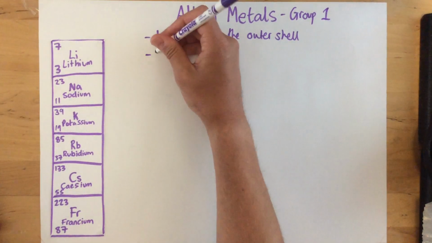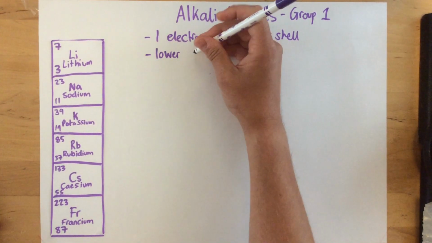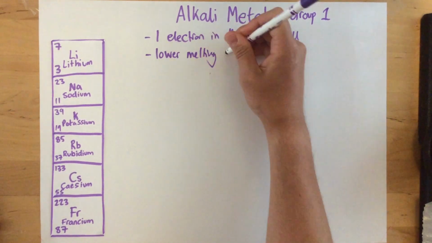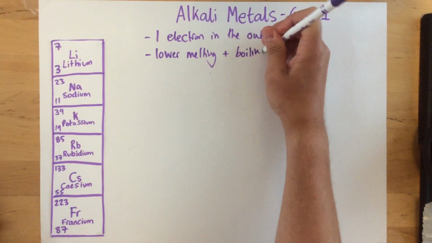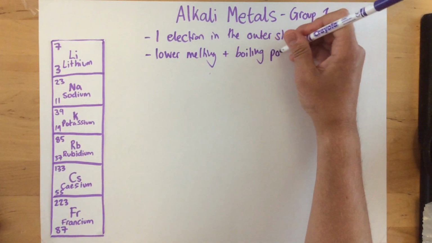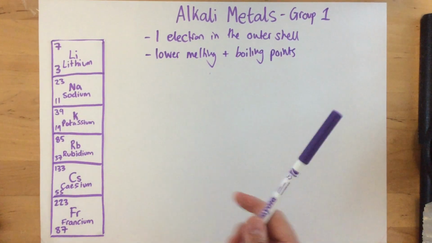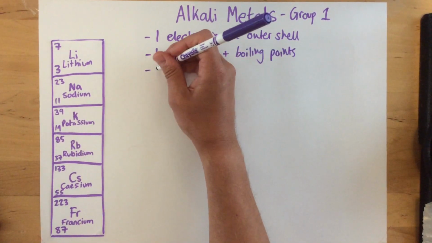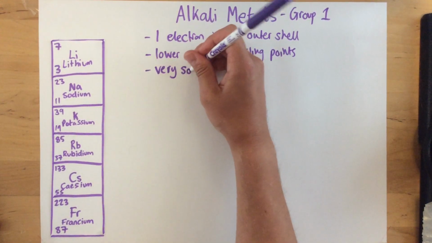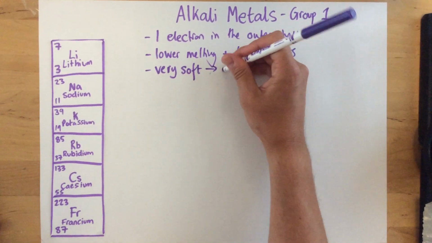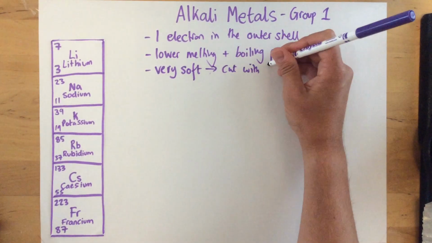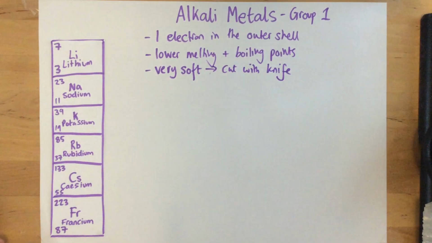Compared to other metals, they have lower melting and boiling points. So slightly different physical properties. So they're not like a lot of other metals. Another reason why they're not like a lot of other metals is they're very soft. You can actually cut them with a knife, which is very, very peculiar compared to lots of the other metals on the periodic table. So let's have a little look at the reactivity as we go down the group.